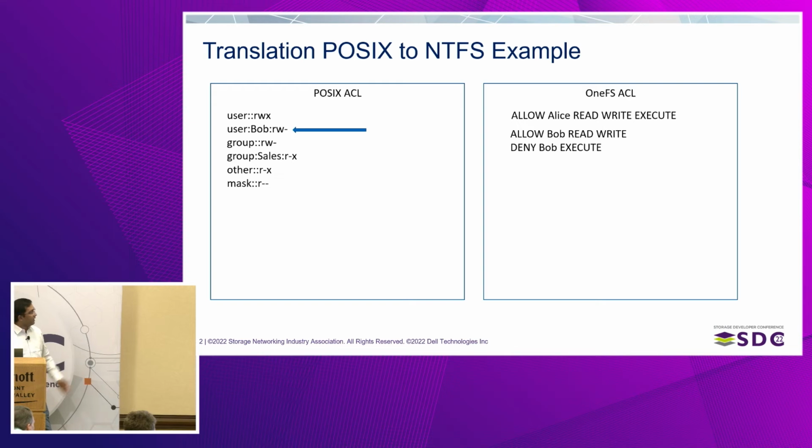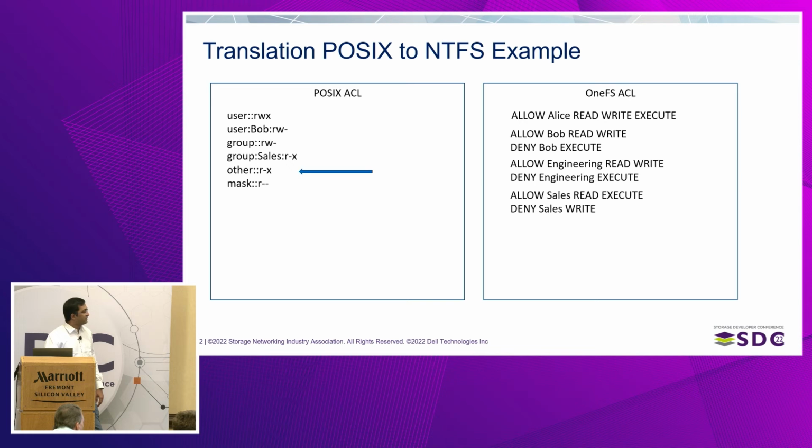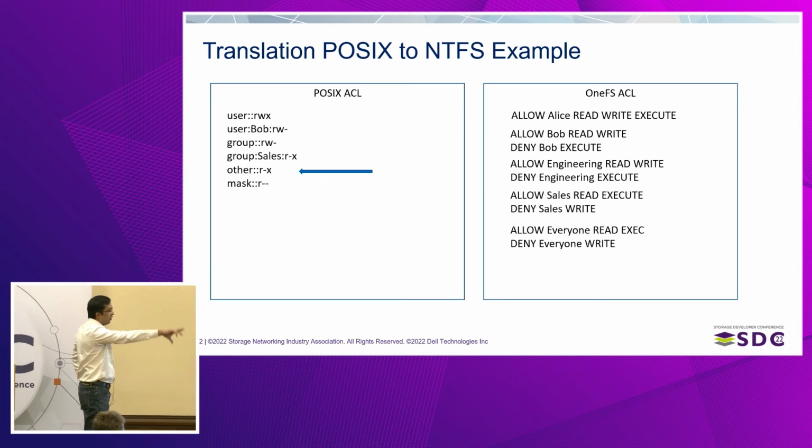So for Bob, read write corresponds to deny Bob execute, and then group corresponds to read write, and deny corresponds to execute. And yeah, it's pretty intuitive at that point. And it has to be in this order. That is the point. So the OneFS ACL has to be in this order because this is the POSIX canonical order, as in the way the POSIX ACL actually is evaluated by the POSIX ACL checking algorithm. So it has to be in this order.